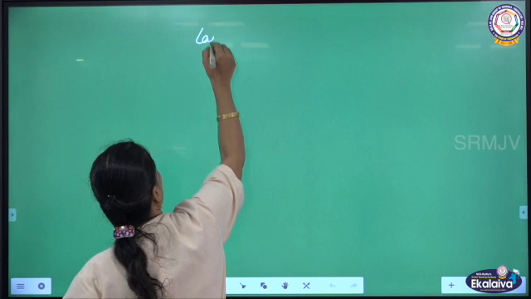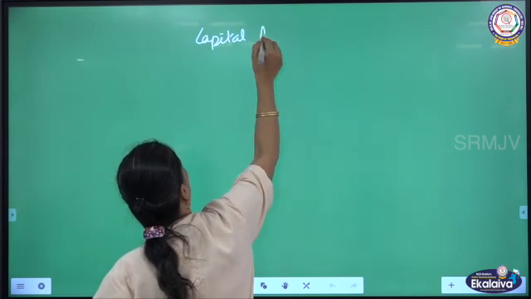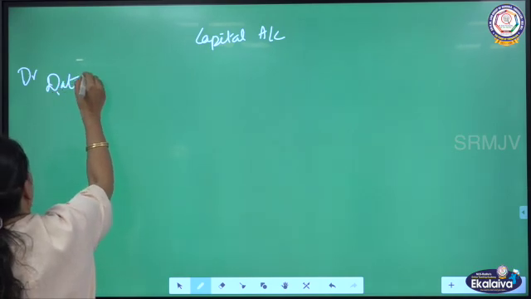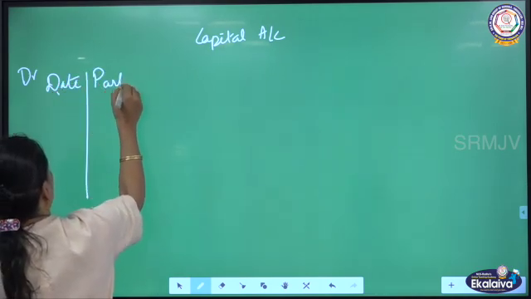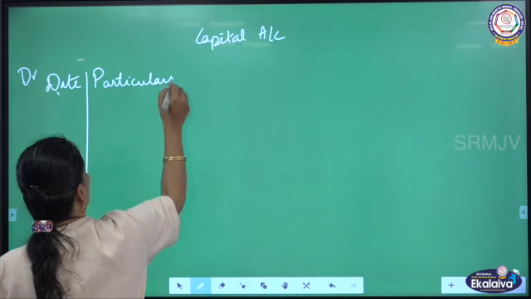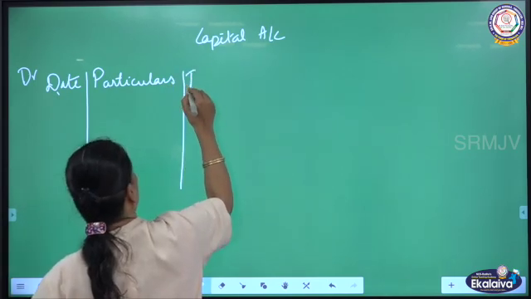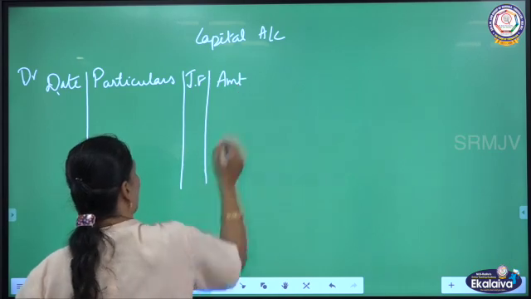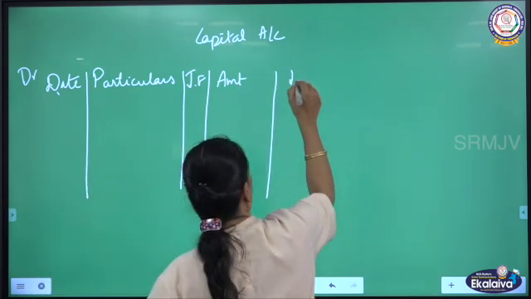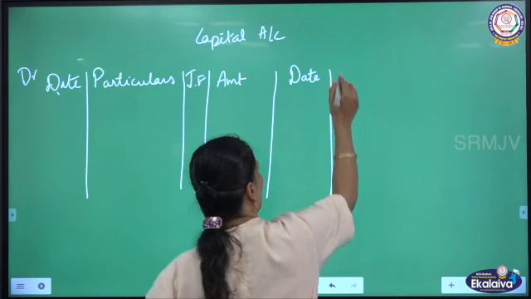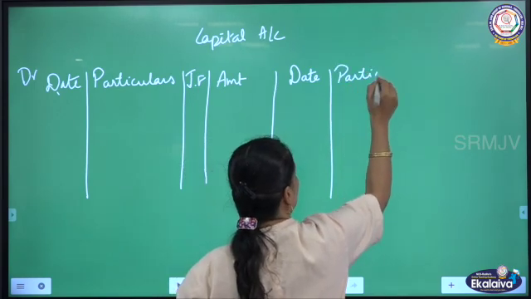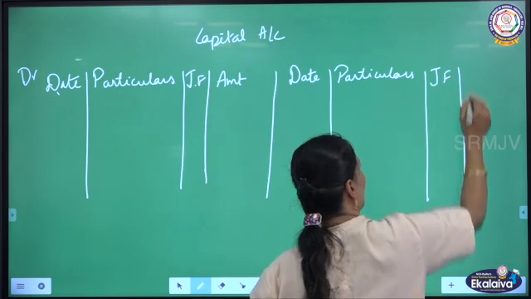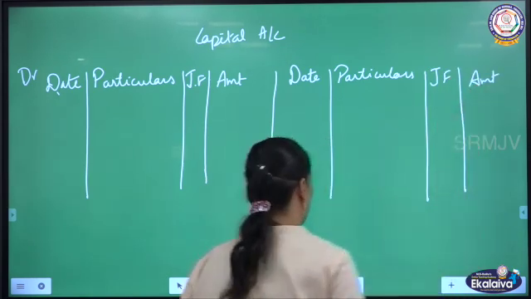Next one is the capital account. Okay. So, the capital account, same thing I am going to write. So, date, particulars, journal folio, amount. Okay. So, same way, date, particulars, journal folio, amount. Okay.